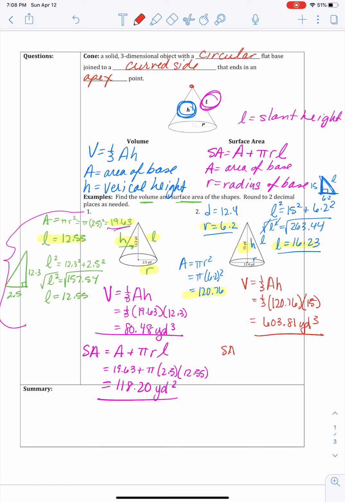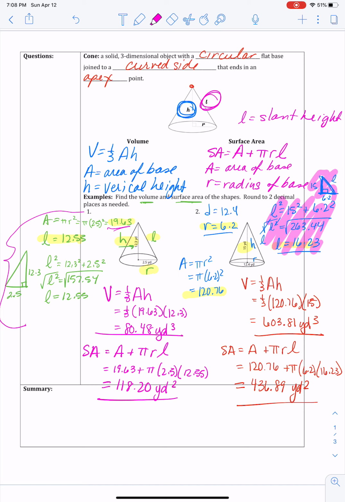To find the surface area for that same cone, that's the area plus pi times the radius times the slant height. Our area is 120.76 plus pi times our radius was 6.2 and our slant height is 16.23. That gives us a surface area of 436.89 yards squared. So once you learn how to use the formulas, then it's just a matter of doing this extra piece right here to find the slant height so that you can solve it on your assignment today.